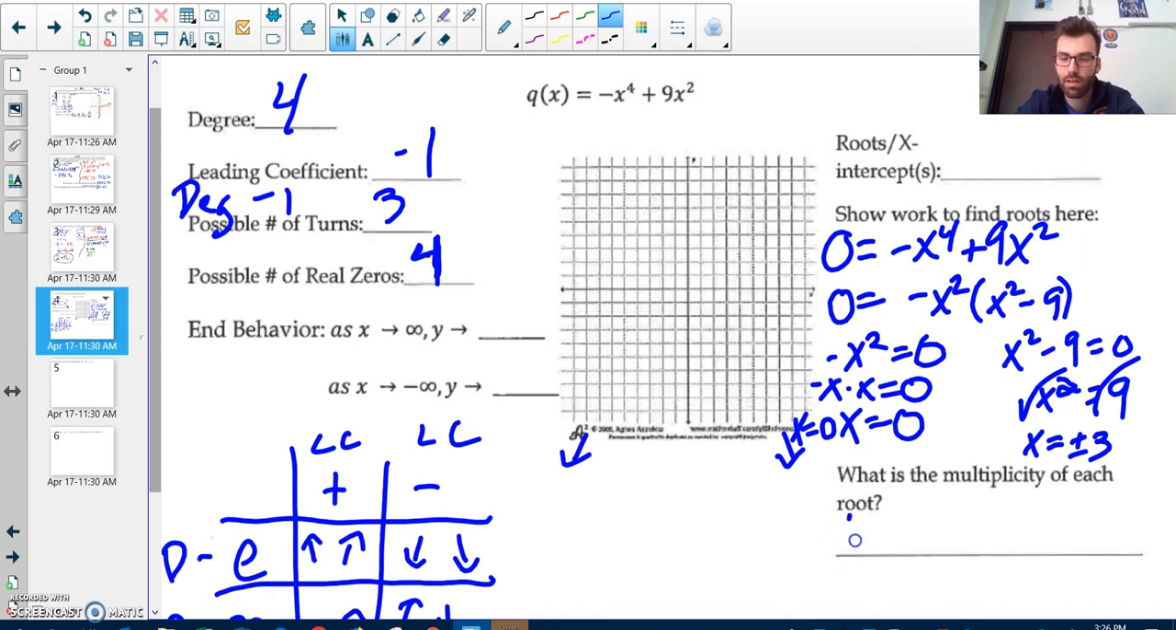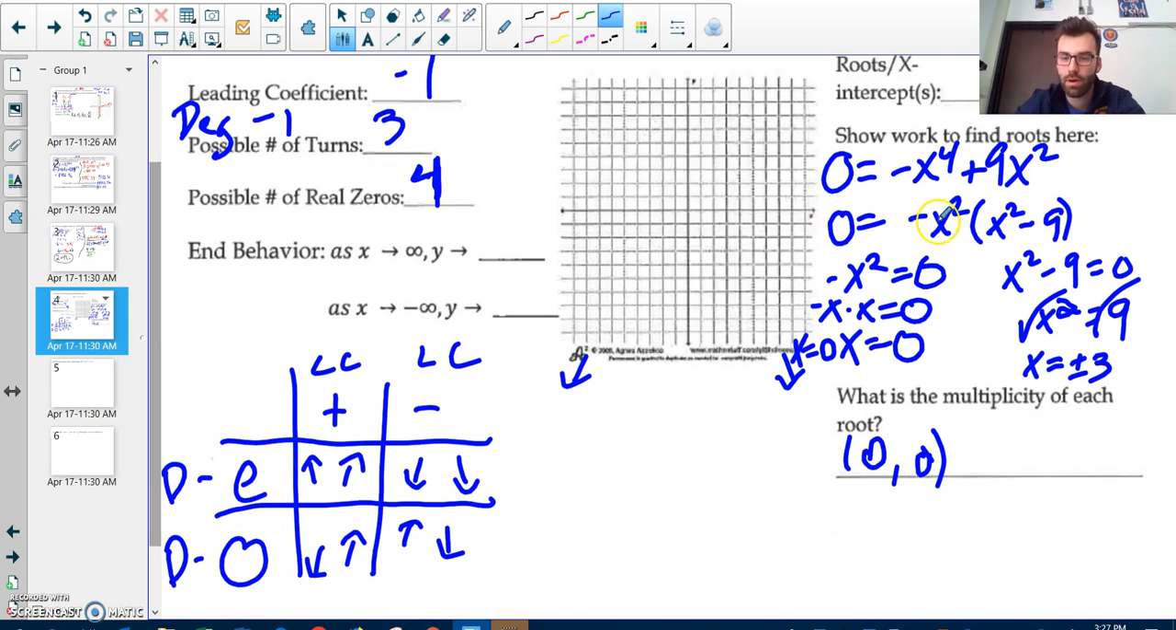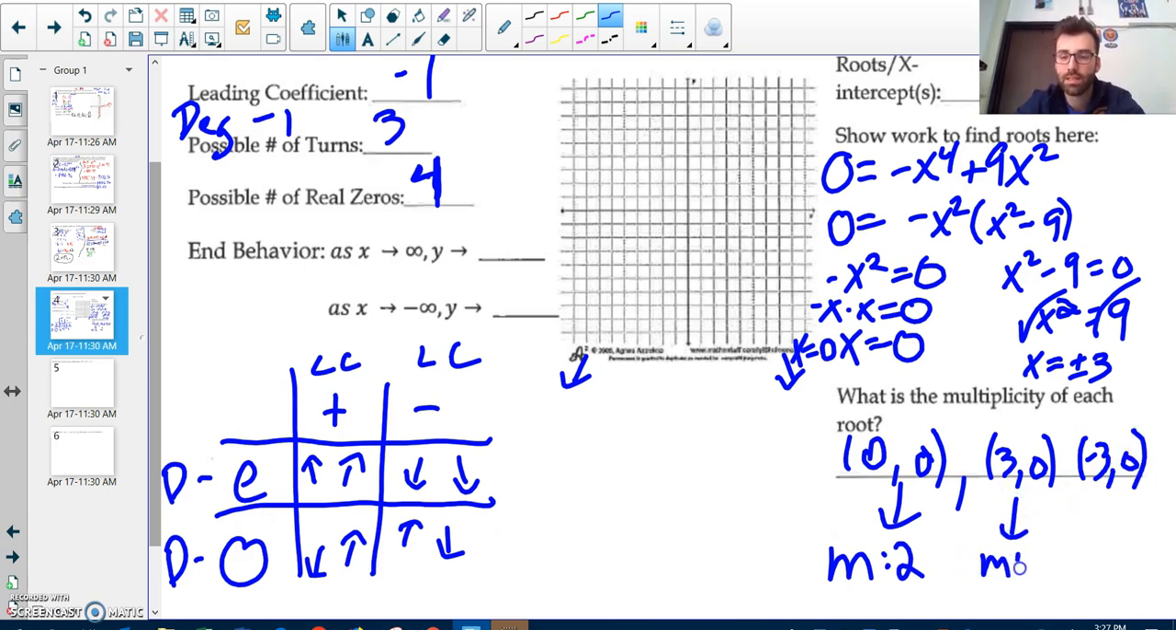So if I write 0 comma 0, that's a zero. I'm going to write multiplicity of 2, and then 3 comma 0 and negative 3 comma 0, and these both have a multiplicity of 1.